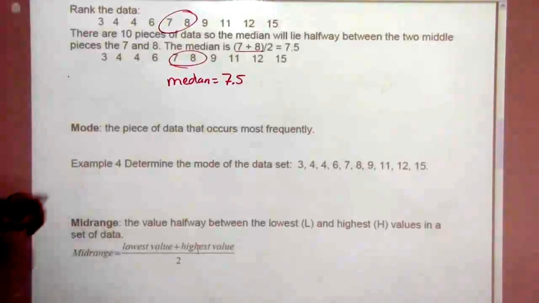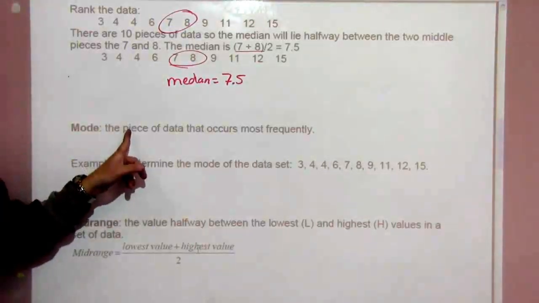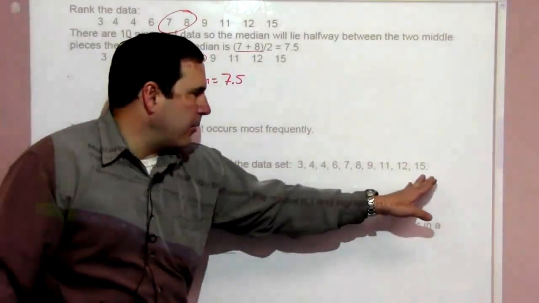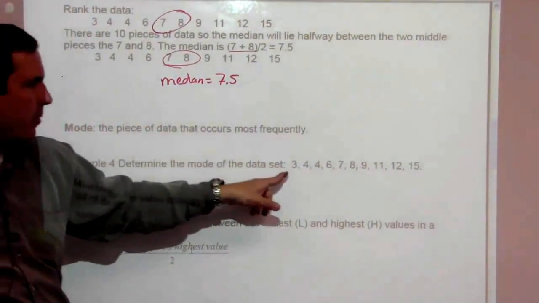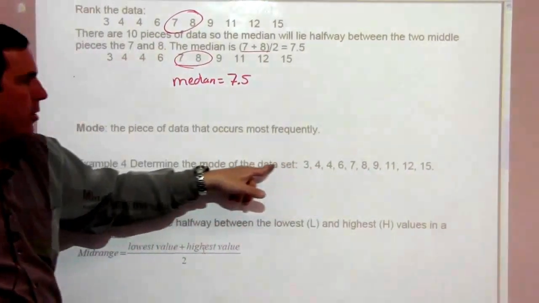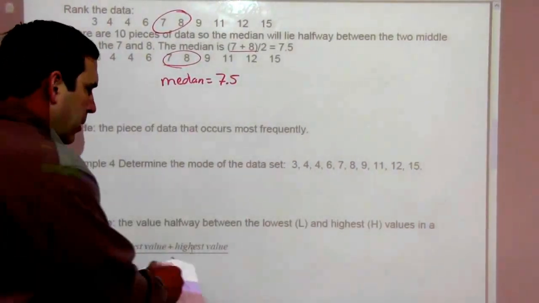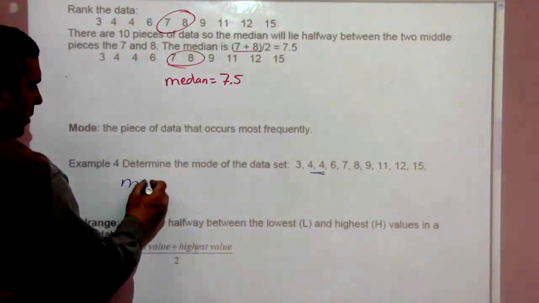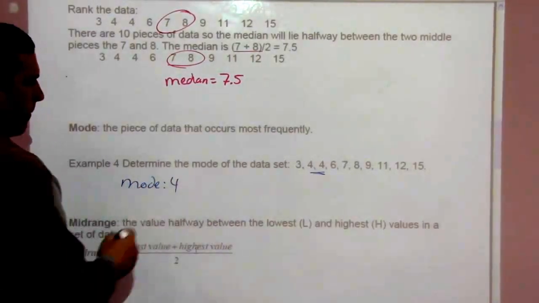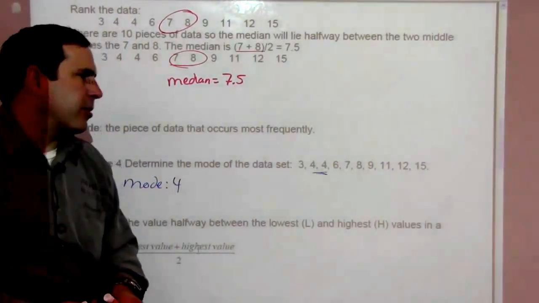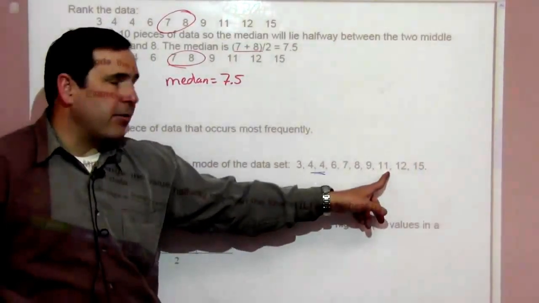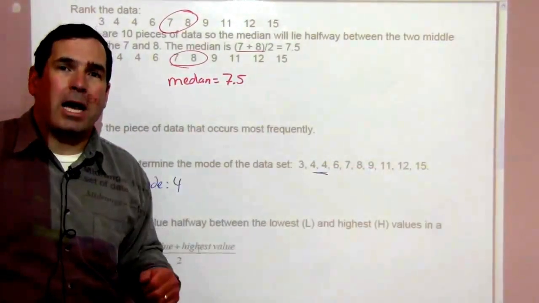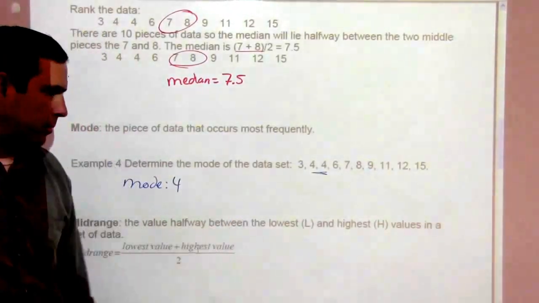Mode: the piece of data that occurs most frequently. So in this same set of data that we just talked about in the previous example, which occurs most frequently? Well, the only one that occurs twice is 4. So the mode is 4. Let's say that something else occurred twice, like let's say 11 occurred twice. Then we'd have 2 modes, which would be called bimodal, meaning 2 modes.